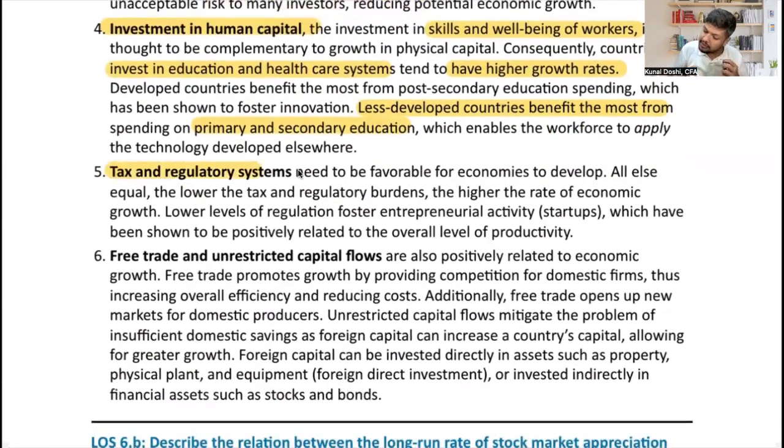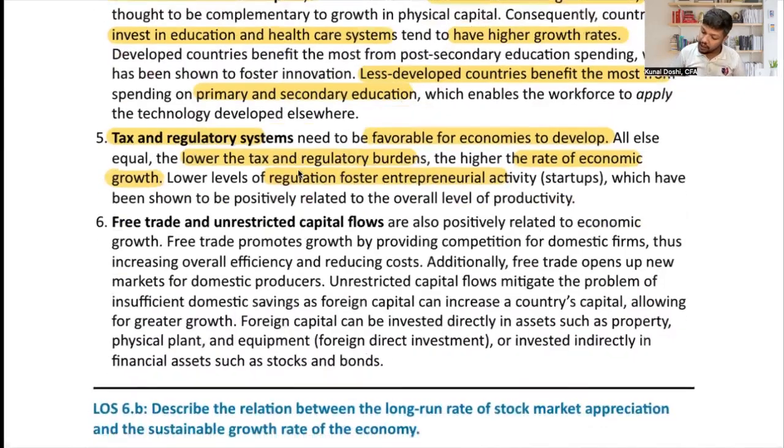Tax and regulatory systems must be favorable for economies to develop, and many of my Indian students will agree that this is one problem that is dragging the country. The lower the tax and regulatory burden, the higher the economic growth rate. See, people are not worried about paying high tax. They are more worried about the stress that comes with tax, the compliance burden. That is what people want, to make it easy. Low levels of regulation foster entrepreneurial activity. So low interference by the government will make it easy for us to conduct business.